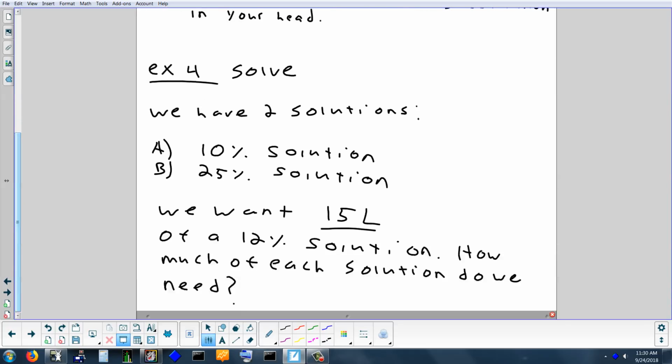So I want to mix these together. We have 15 liters, and I want it to be a 12% solution. So it's somewhere in the middle, closer to 10. Okay, how much of each solution do we need?